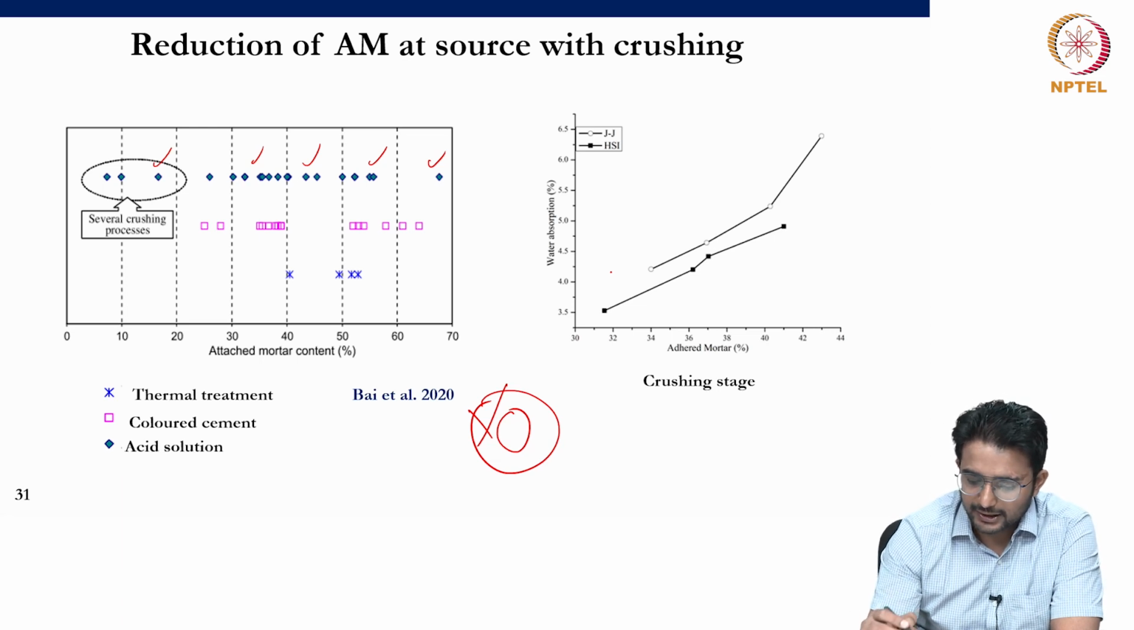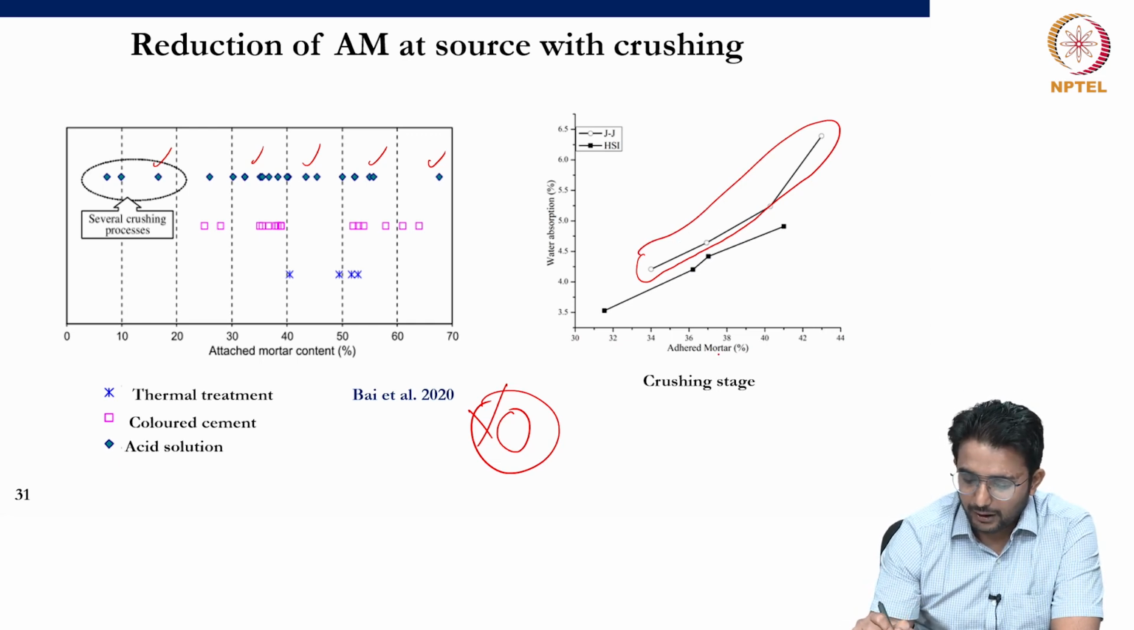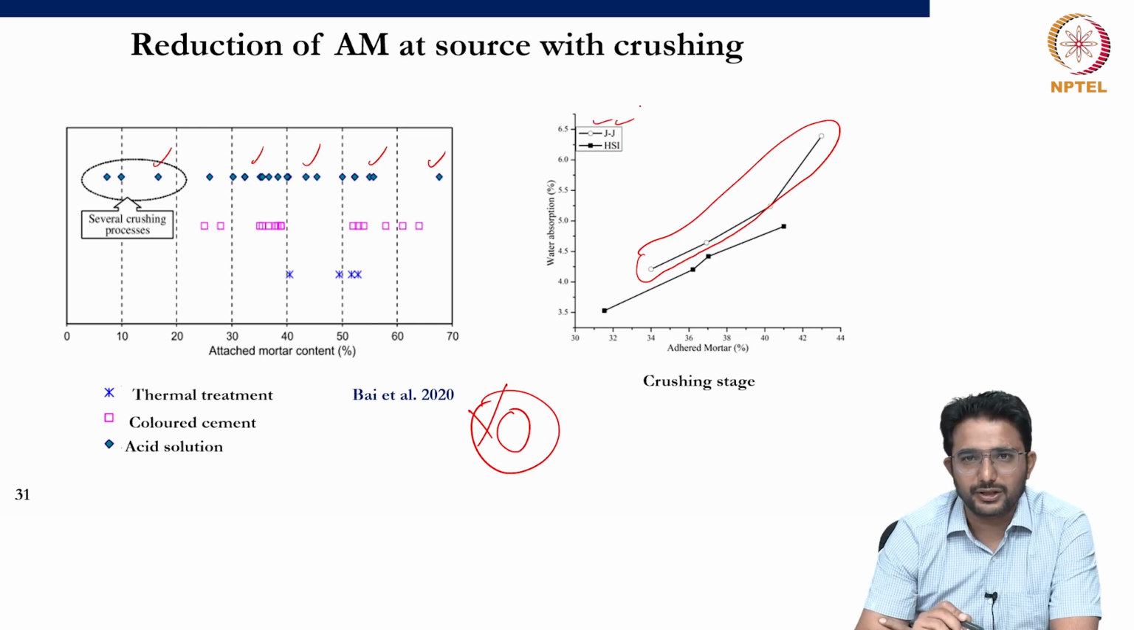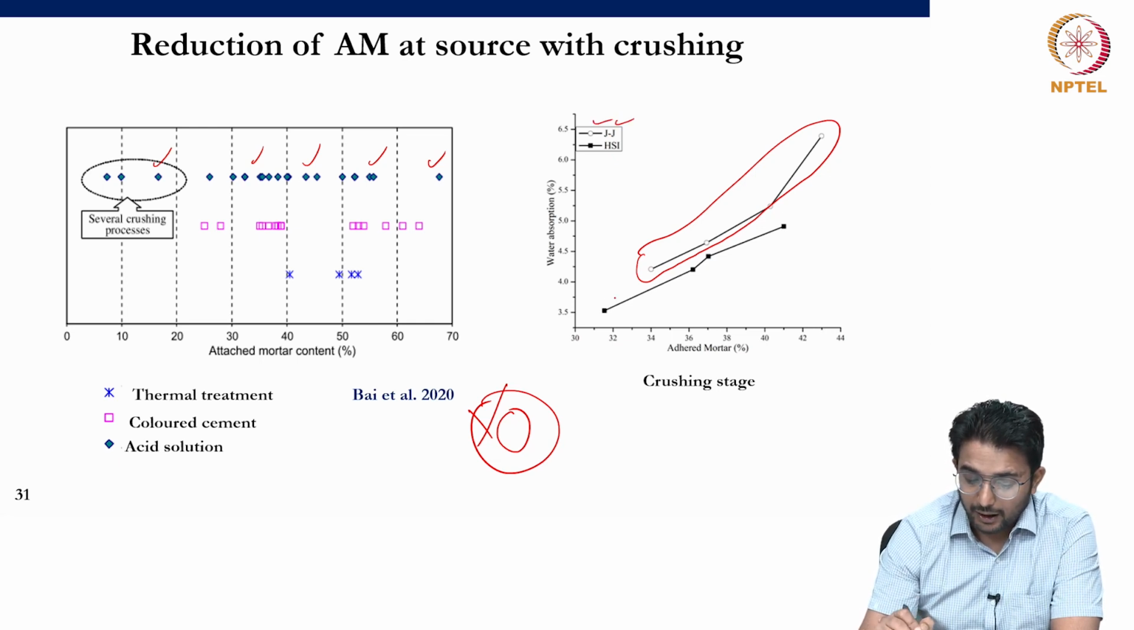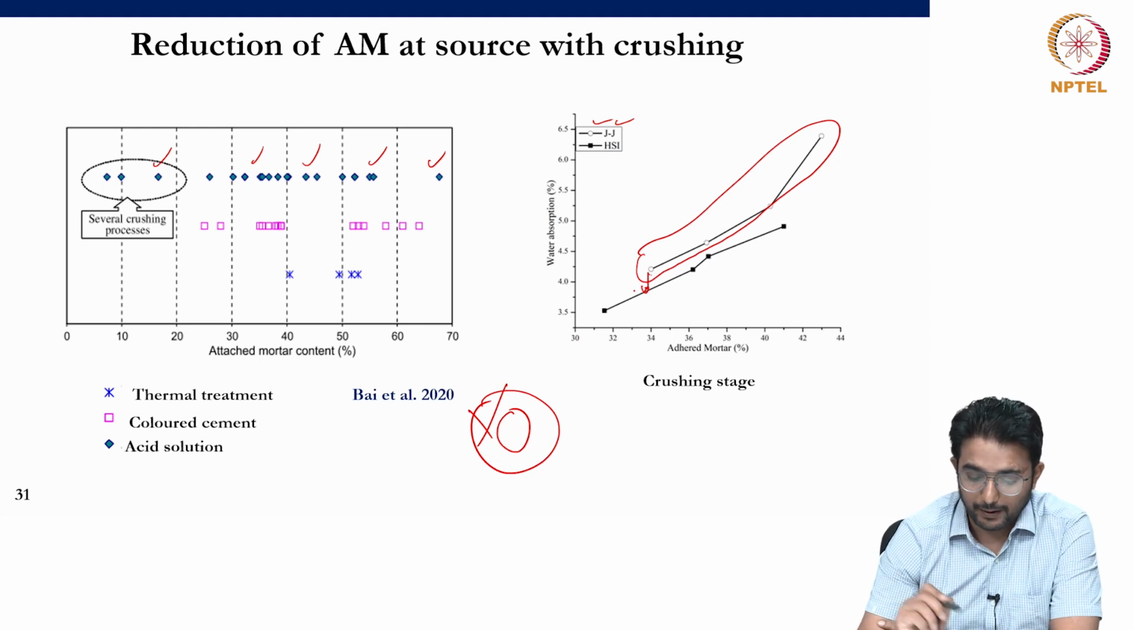For example, in this case, the adhered mortar content for different sizes of the aggregate was found to be higher when the concrete chunks are crushed by jaw crushers, right? And in fact, when the crusher was changed to a horizontal shaft impact crusher, it reduced the adhered mortar effectively, right?